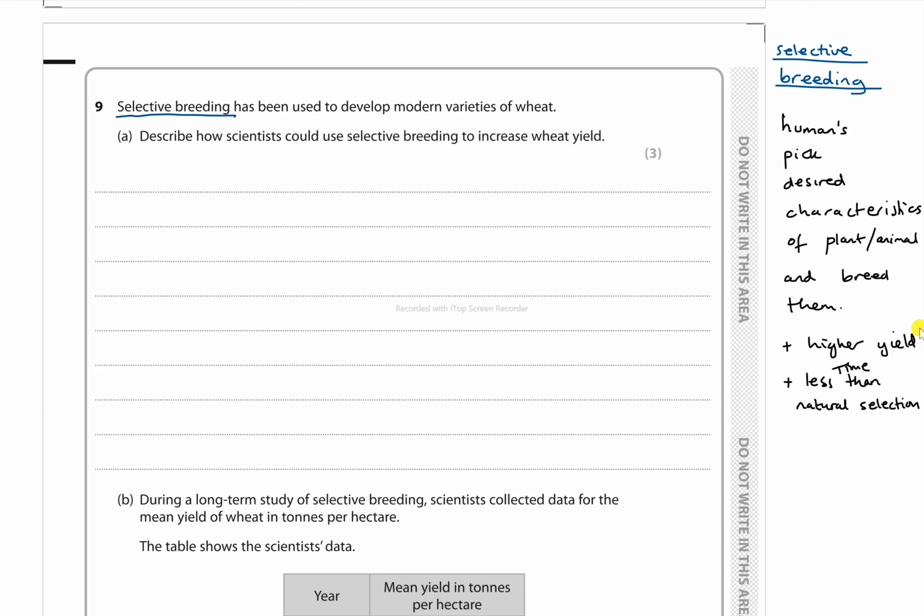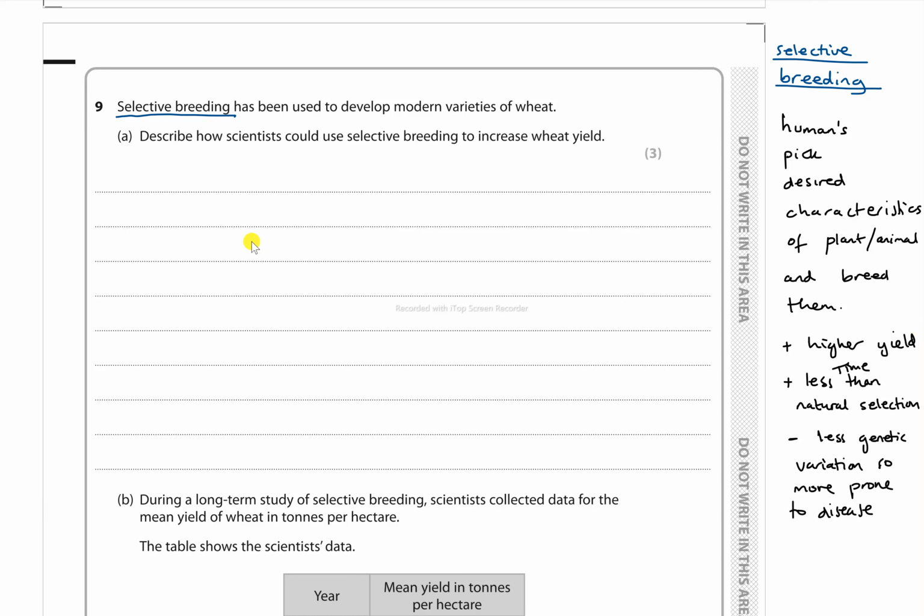Higher yield, less time, but the problem is there's less genetic variation, so they're more prone to disease outbreaks. So it could wipe out a whole herd.